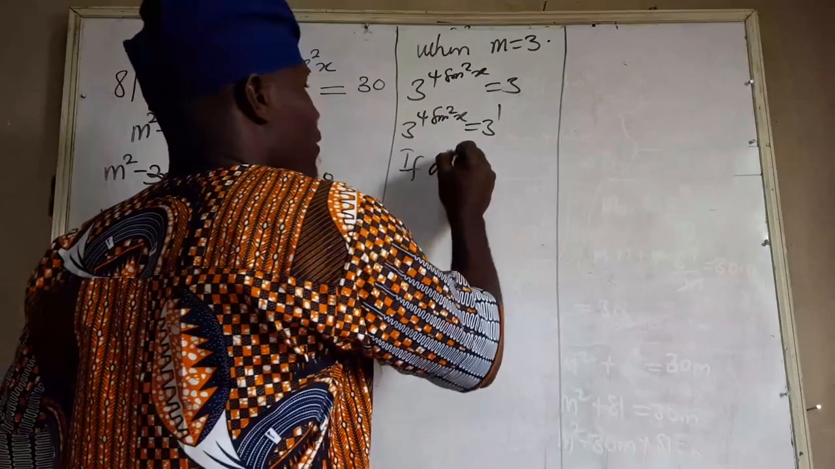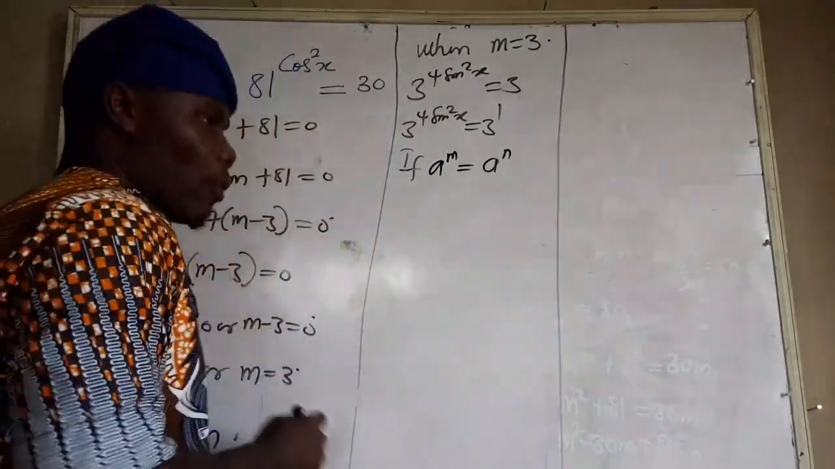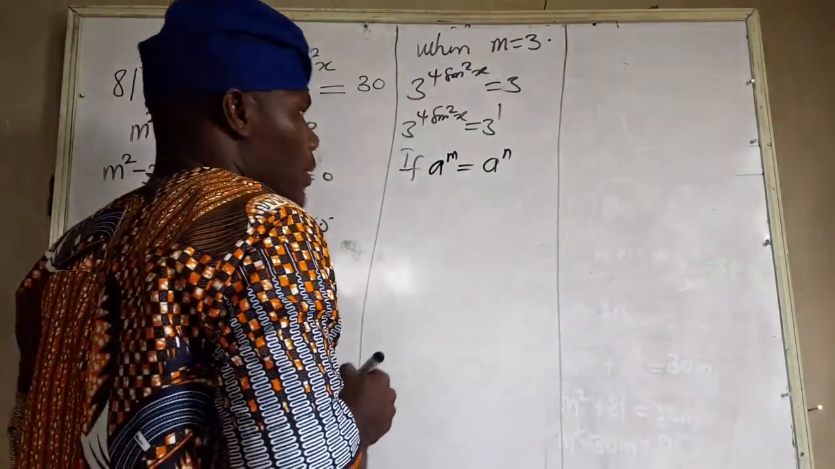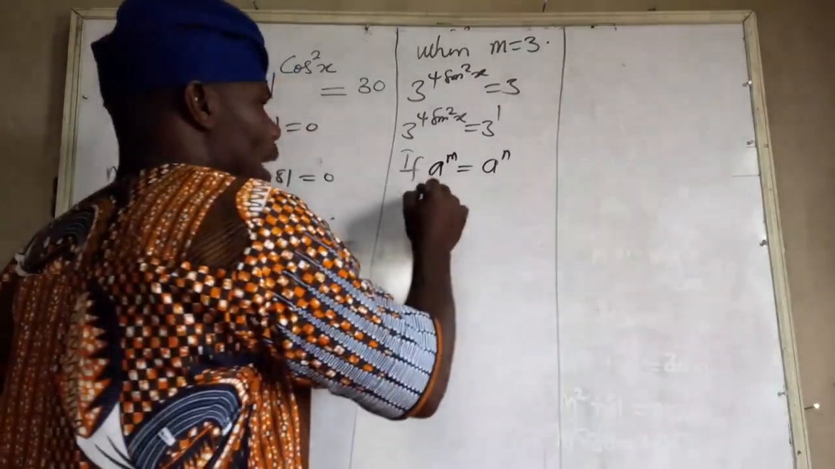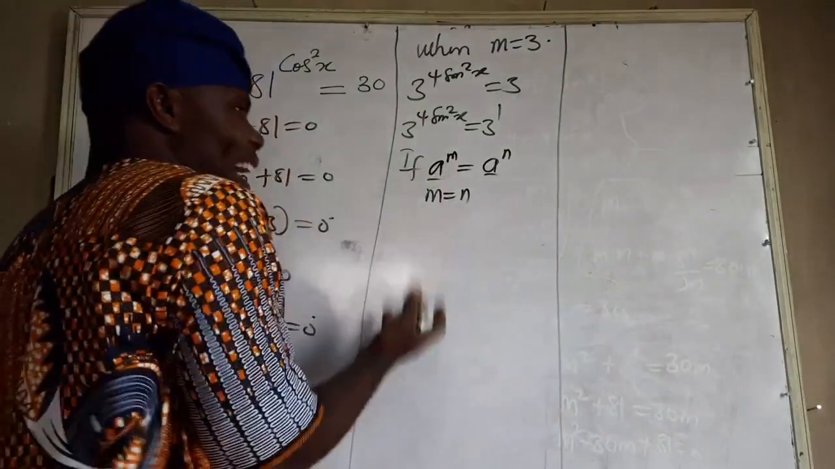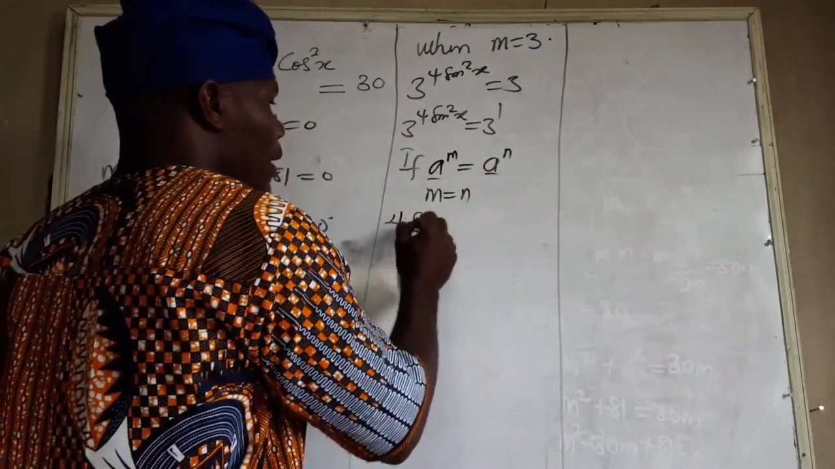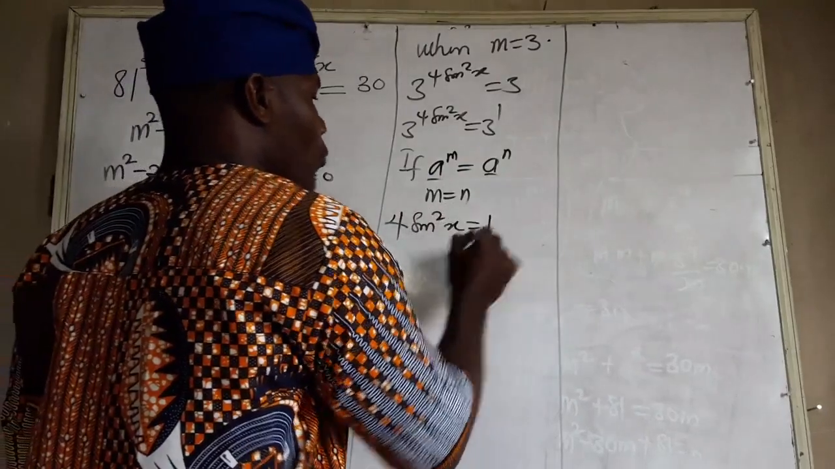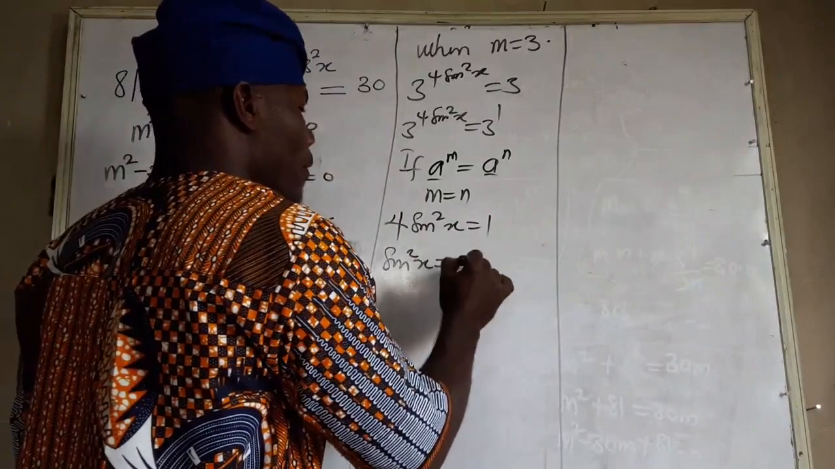a raised to the power m is equal to a raised to the power n, from that law, it's also a power rule, but it's under the indicial equation. It lets us know that m is equal to n because the bases are equal. So therefore, since the bases are equal, 4 sine square x is equal to 1. So let's divide both sides by 4.